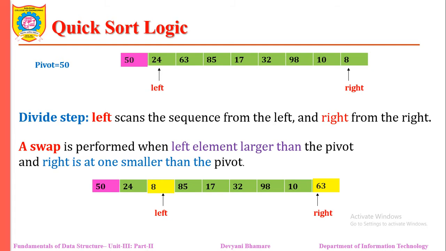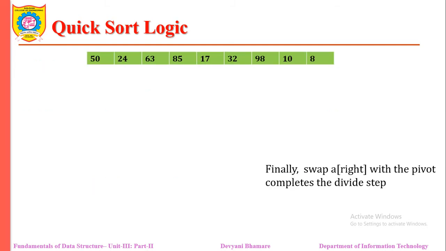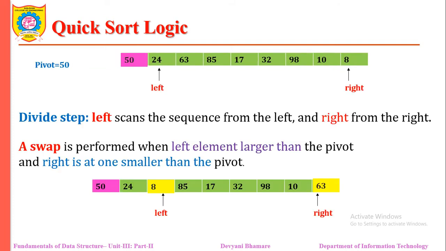Again left is increased by 1 until we get an element greater than 50. So here the left is pointing here and right is pointing to 10. Again the index of left is less than the index of right, so 10 and 85 are swapped. Accordingly we increase the left and decrease the right counter until the right index becomes less than that of left.